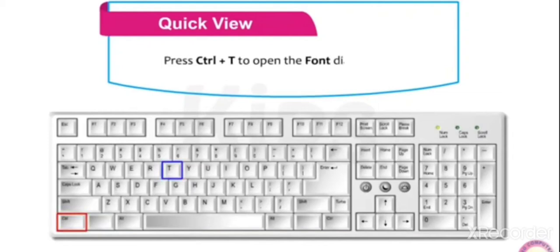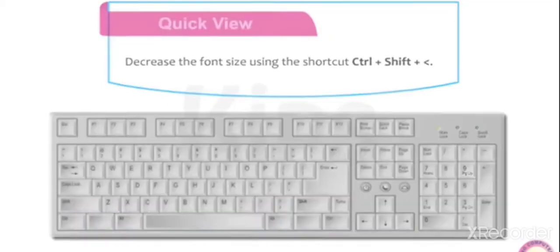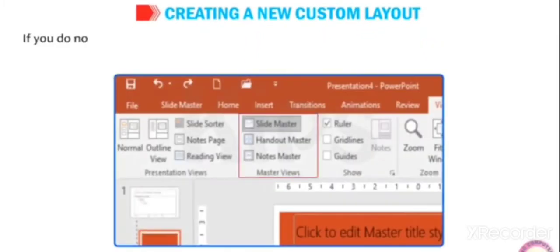Press Ctrl plus T to open the font dialog box. Increase the font size using the shortcut Ctrl plus Shift plus greater than symbol. Decrease the font size using the shortcut Ctrl plus Shift plus less than symbol. Right? Then creating a new custom layout on page 69.